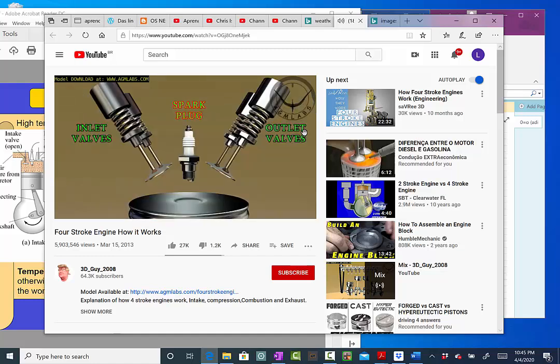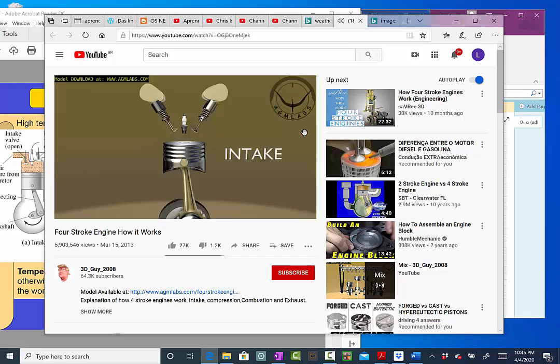Let's now take a look at how the combustion creates piston motion. First, intake stroke. The inlet valve is opened, and the fuel-air mixture is drawn in as the piston travels down. Second, compression stroke. The inlet valve is closed, and the piston travels back up the cylinder, compressing the fuel-air mixture. Just before the piston reaches the top of its compression stroke, a spark plug emits a spark to combust the fuel-air mixture.